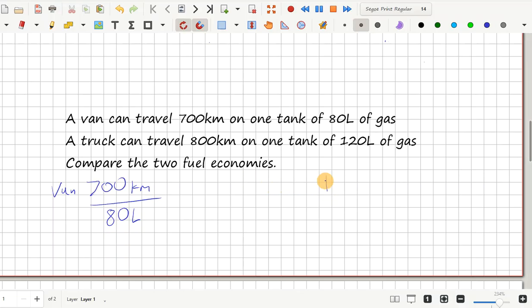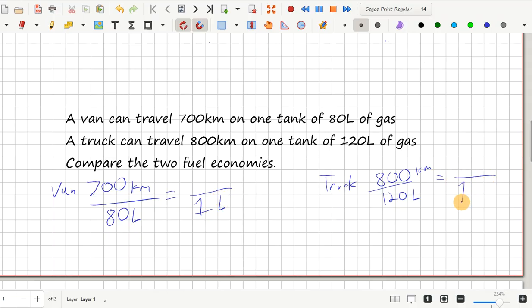The truck can travel 800 kilometers. Trucks tend to have bigger gas tanks than vans, and it would take 120 liters of gas. So we have kilometers on top, liters on the bottom. Compare these two fuel economies. So we can either get these, well, if they were larger amounts of fuel, you get it per 100 liters. In this case, we're going to get per 1 liter because that makes way more sense in terms of a unit ratio.